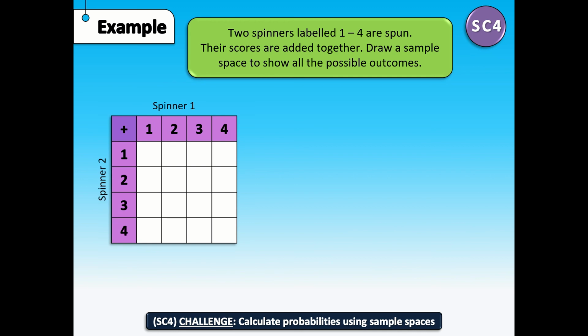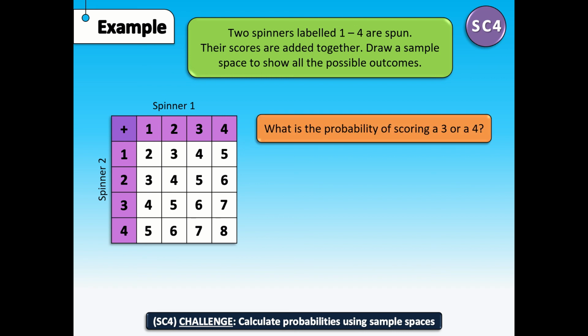So we've got all the outcomes of spinner 1, 1, 2, 3, 4, and all the outcomes of spinner 2, 1, 2, 3, 4. So if we get a 1 and a 1, that's a 2 because we add the scores together. A 1 and a 2 would be a score of 3. A 3 and a 4 would be a score of 7, and so on and so forth. So this is known as a sample space. So now we can use this sample space to answer some questions.